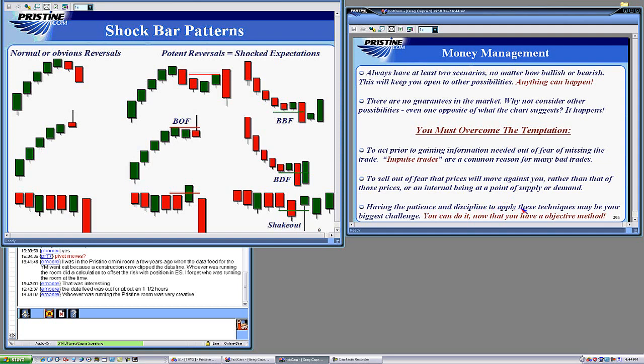The patience and discipline, we know that that's the hard part. That's the human part. The technical part, understanding it, that's the easy part. It's overcoming the human part that makes trading hard. And so you can do it. You've got a method at this point. It's clear. It's objective. You just now have to work with it over time to gain confidence in it and have it become second nature to what you do on a day-to-day basis.